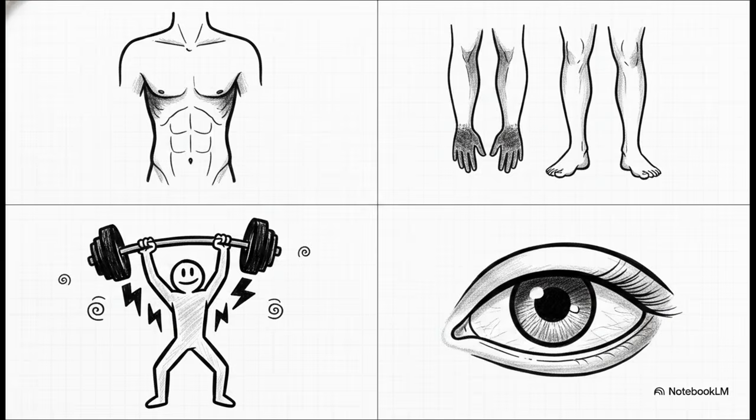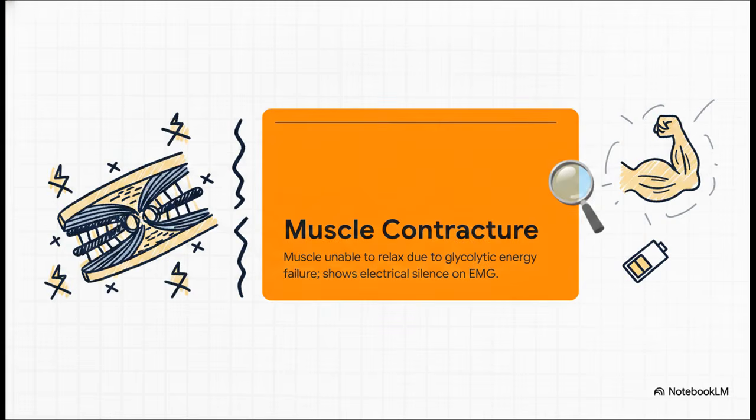Before we move on to specific diseases, we literally have to clear up a massive point of confusion, and that's the difference between a cramp and a contracture. This is so crucial. A contracture features electrical silence on your EMG, and that points directly to a glycolytic defect rather than just a simple spasm. The muscle literally runs out of ATP, and it just cannot detach those actin-myosin cross-bridges. It becomes hard as a rock, but electrically, it's completely silent. Keep that in your back pocket.